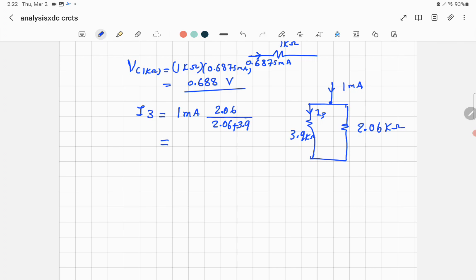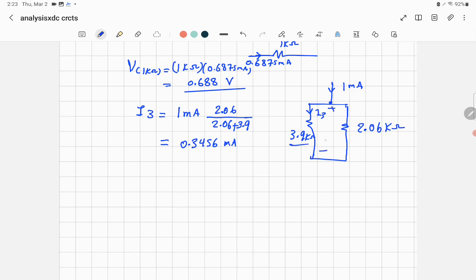2.06 divided by 2.06 plus 3.9. So that would be equal to 0.3456 milliamp.